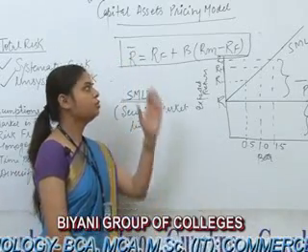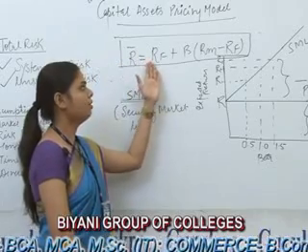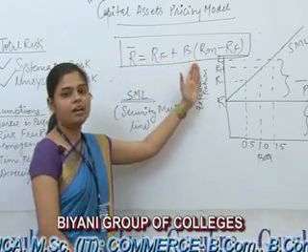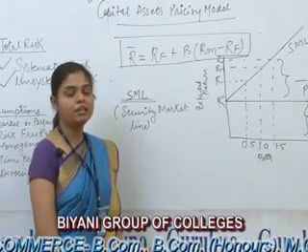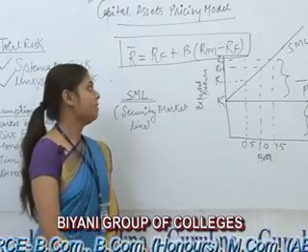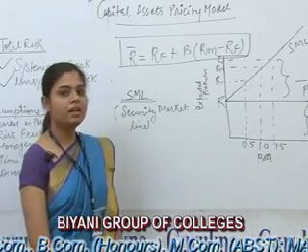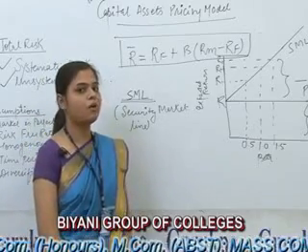It can be expressed through the following formula. R bar is equal to RF plus beta times (RM minus RF). RF denotes the risk-free rate of return. It is government securities. Plus beta. Beta is a Greek letter. It denotes the systematic risk in this formula.